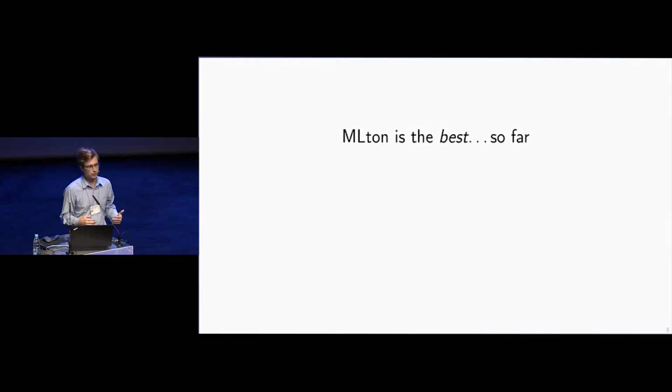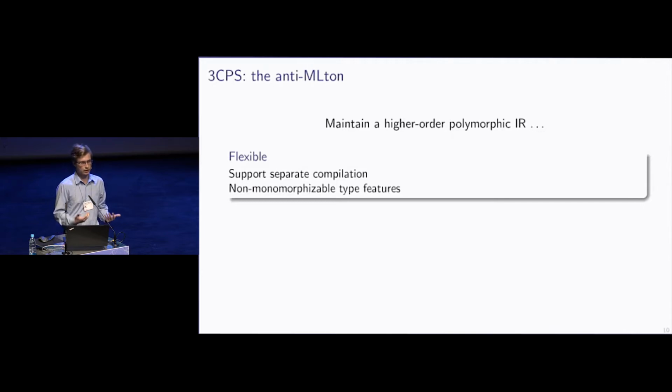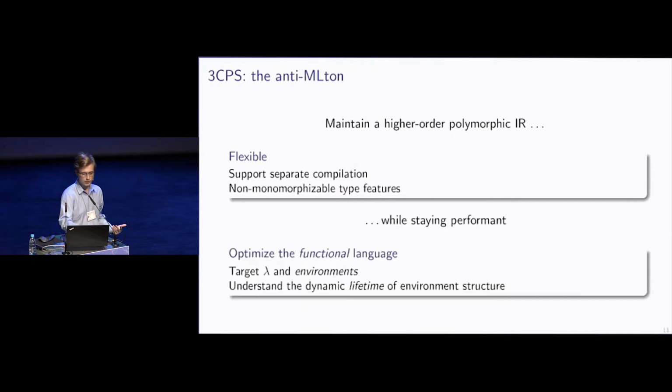But it's so good that we feel that the only way to do better is to take a radically different approach to compilation. So our approach is to maintain a higher order polymorphic IR throughout compilation. We'd like to retain the flexibility of this IR, which allows us to do separate compilation and monomorphizable type features like general algebraic data types. But we'd also like to stay performant while we do this. The way that we are going to do this is by optimizing the functional part of the language. So we're trying to target lambda and environments, which are the things that are unique to the higher order IR.